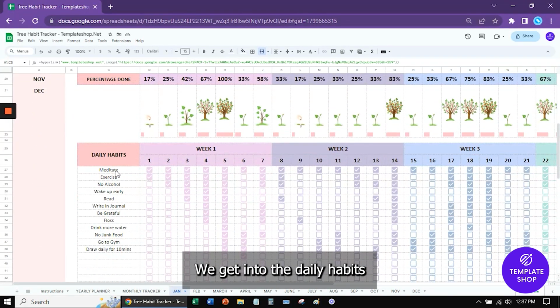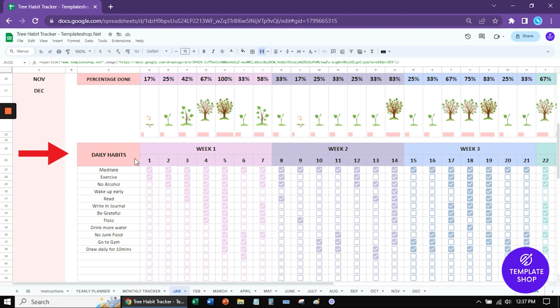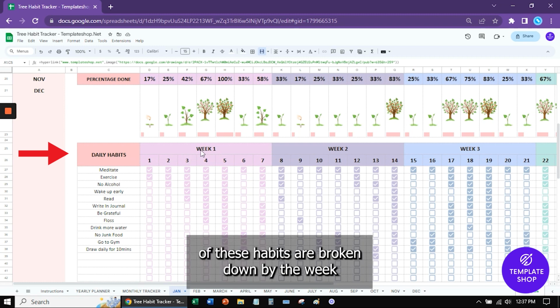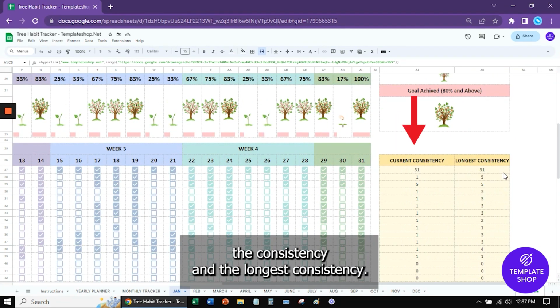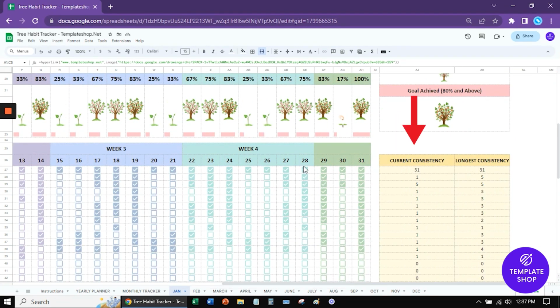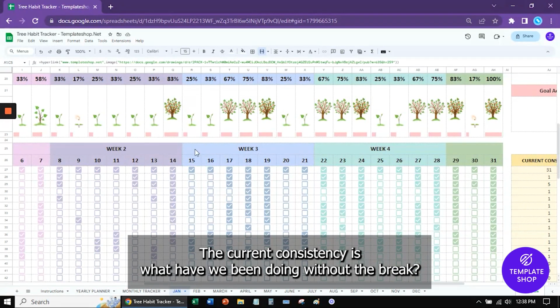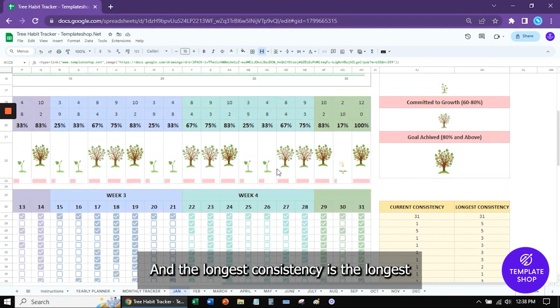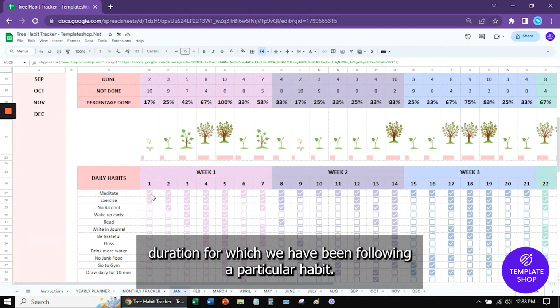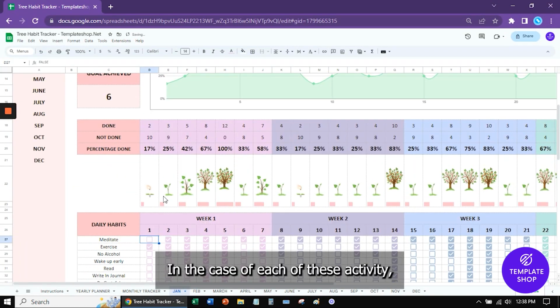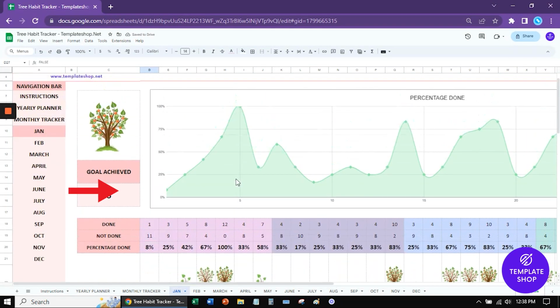We get into the daily habits, and each of these habits is broken down by the week, specific weeks, the consistency, and the longest consistency. The current consistency is what we have been doing without a break, and the longest consistency is the longest duration for which we have been following a particular habit in case of each of these activities.